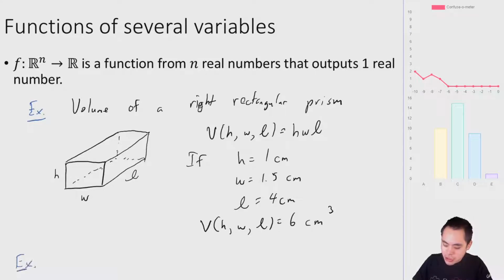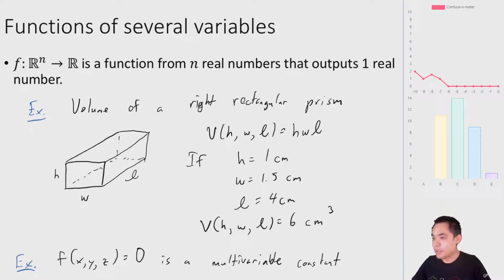And you can write these things more generally, so you can have f of x, y, z is equal to 0, which is a multivariable constant function. So for any inputs, you output the same thing, but it is still a function because you output only one thing.